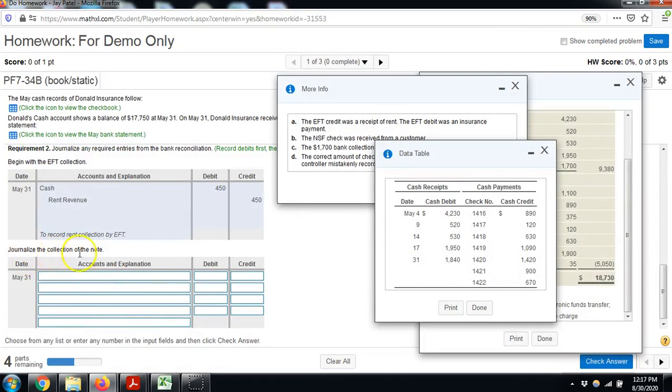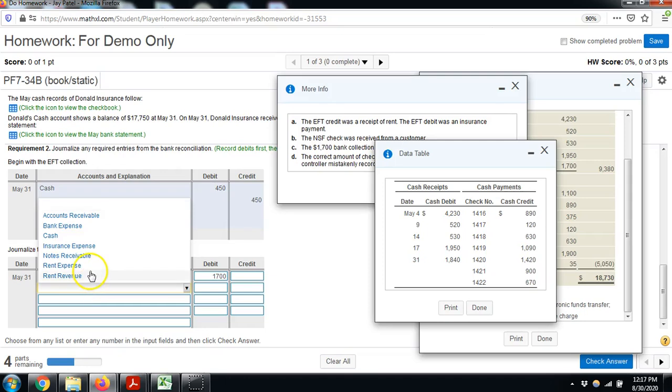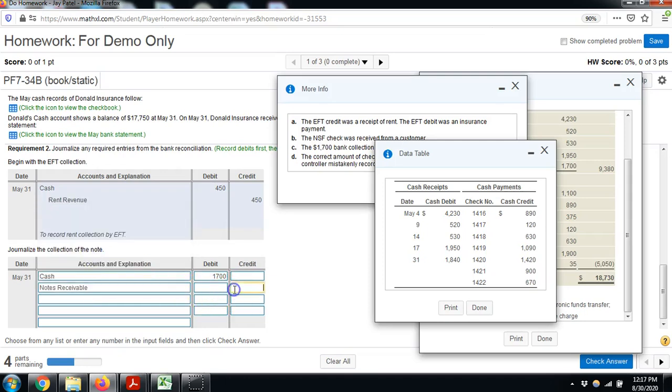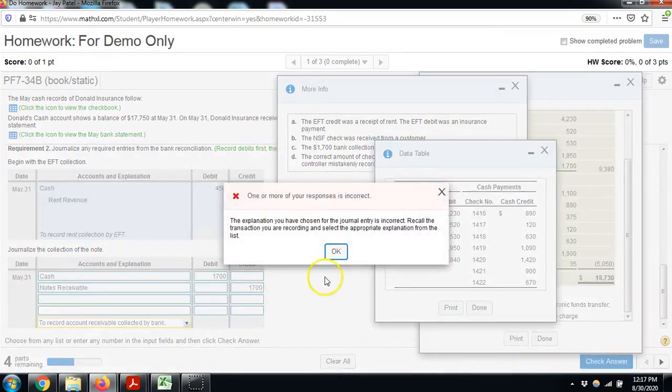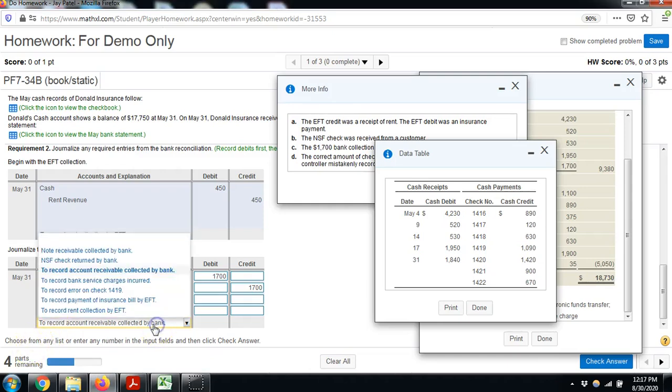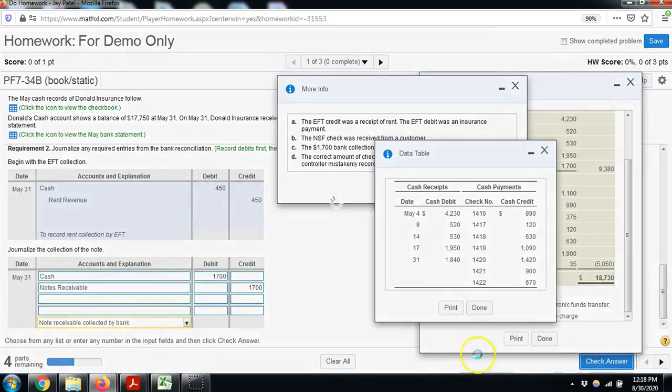Next, journalize the collection of notes. Again, cash is going to always be involved with these adjustments. So we take this 1700 and we're basically paying off a note receivable, which was an asset, which now someone has paid off. So we have to remove that from our books because it's no longer a receivable. Oh, it looks like I made a technical error. It's not an account receivable, it's a note receivable.